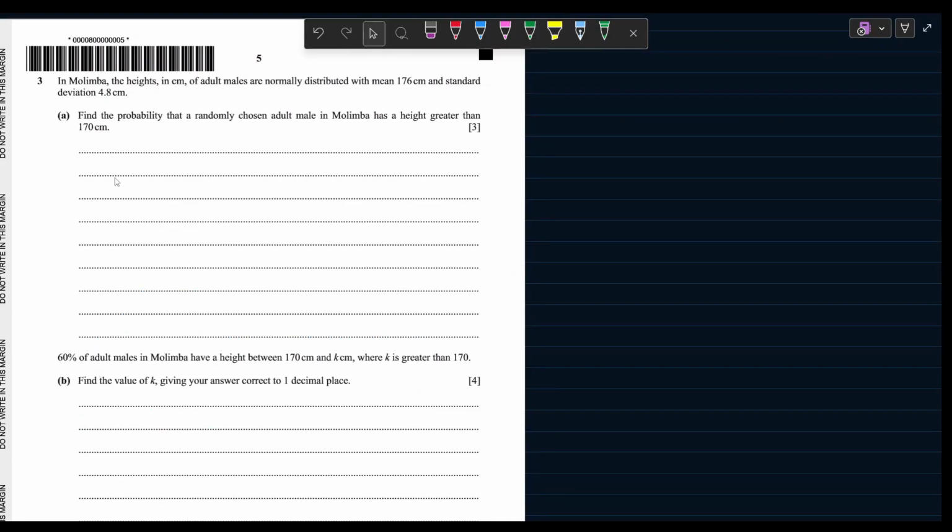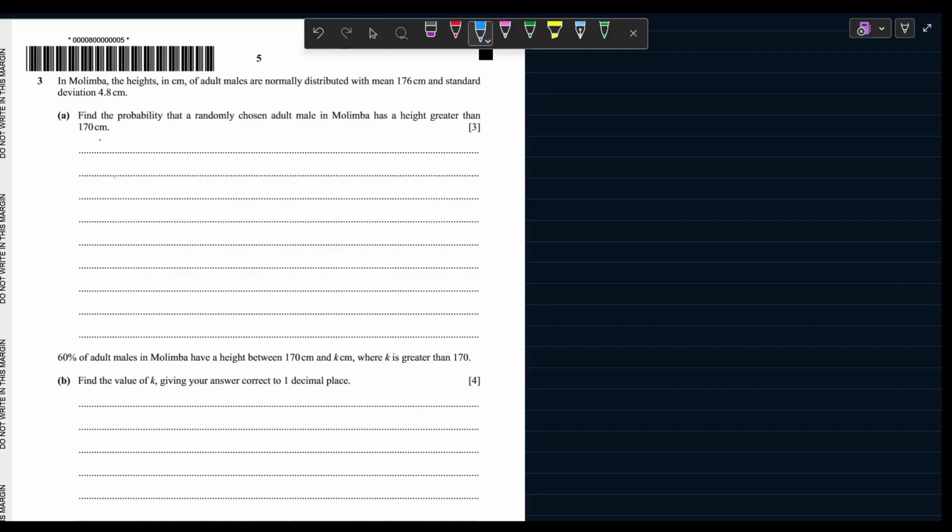Number 3. In Molimba, the heights in centimeters of adult males are normally distributed with mean 176 centimeters and standard deviation 4.8 centimeters. Part A. Find the probability that a randomly chosen adult male in Molimba has height greater than 170 centimeters.